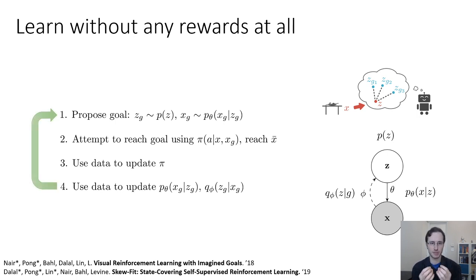So this is a basic sketch of an algorithm that utilizes a goal proposal mechanism, an unsupervised goal proposal mechanism, and a goal-conditioned policy, and the interaction of these two things leads it to propose goals and then attempt to reach them.